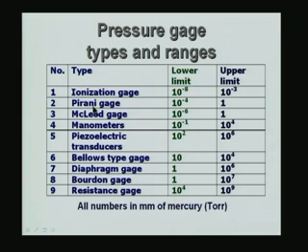The second one is a Pirani gauge. We will just look at the names now, later we will describe them in more detail, which can be used between 10^-4 millimeters of mercury and 1 millimeter of mercury, still on the vacuum side. The McLeod gauge is also an instrument which is used for measurement of vacuum, 10^-6 millimeters of mercury to 1 millimeter of mercury at the upper limit.